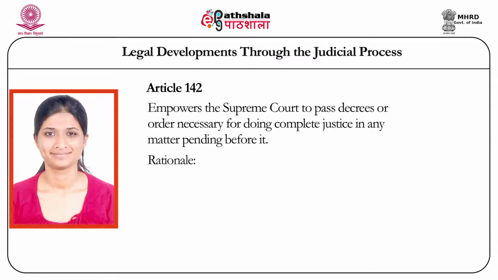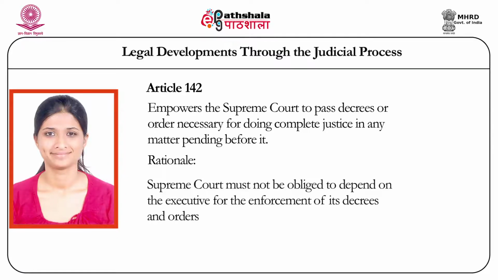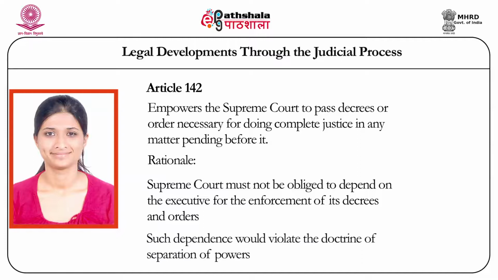The object of Article 142, subclause 1, is that the Supreme Court must not be obliged to depend on the executive for enforcement of its decrees and orders. Such dependence would violate the principles of independence of the judiciary and separation of powers, both of which were held to be part of the basic structure of the Constitution.